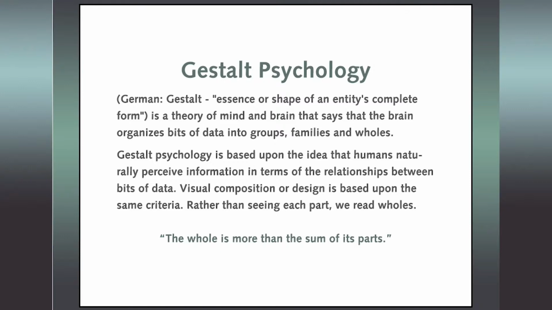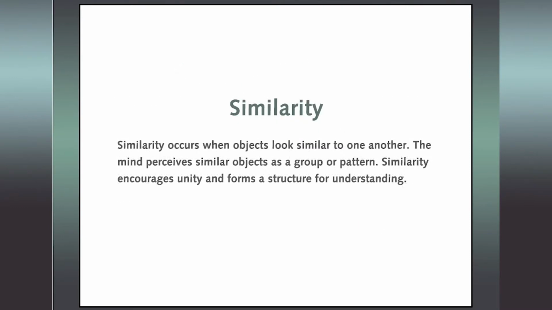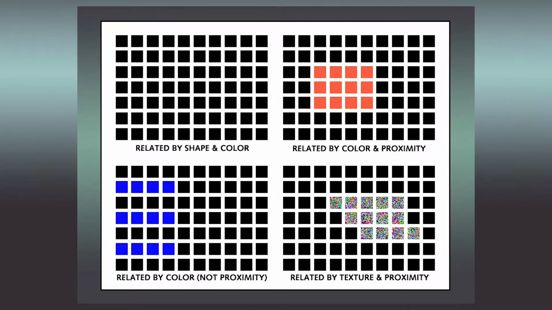This first tutorial is on the theory of similarity. Similarity occurs when objects look similar to one another. The mind perceives similar objects as a group or a pattern. Similarity encourages unity and forms a structure for understanding. Things that are similar are perceived to be more related than things that are dissimilar.